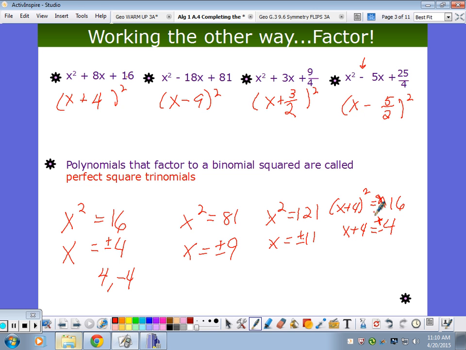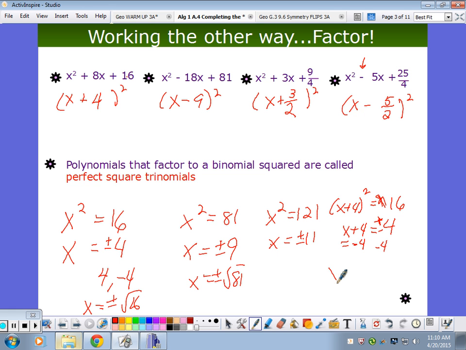If you have squares, what are you doing here? You're taking square roots. You're taking plus or minus the square root of 16. This one is plus or minus the square root of 81. So that's all we're doing, plus or minus square root 16. And how do you solve for x, though? Subtract 4 on both sides.